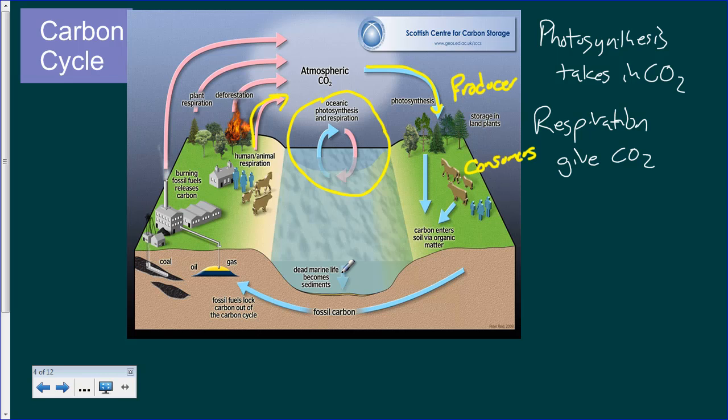And then, of course, as they die off, a lot of that is not going back into the atmosphere. It's going to sink down to the ocean bottom. It's going to become sediments. And again, as with the stuff that's on the land, it can get compacted down and become fossil fuels.